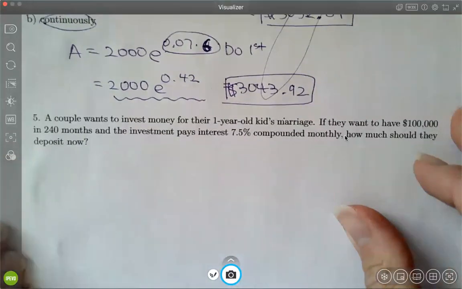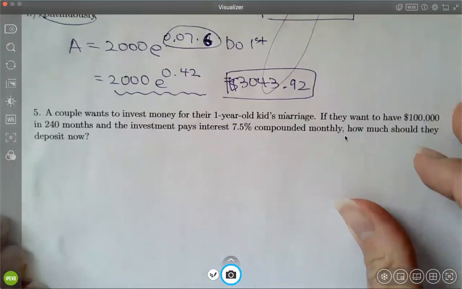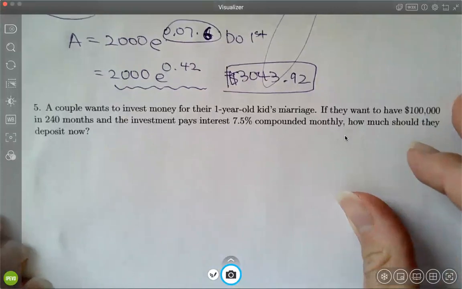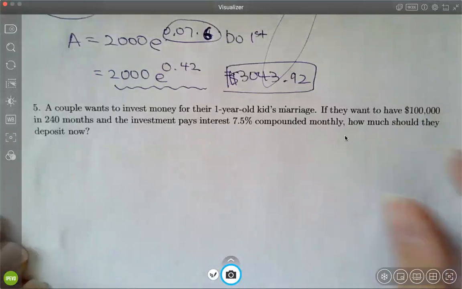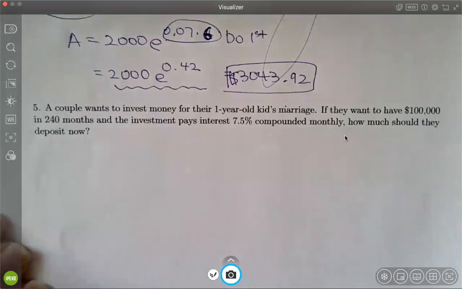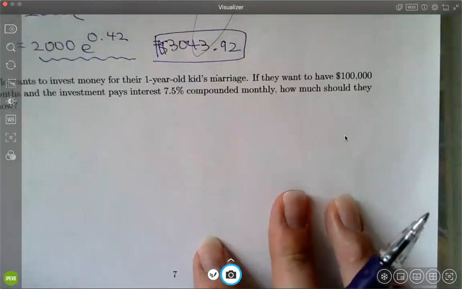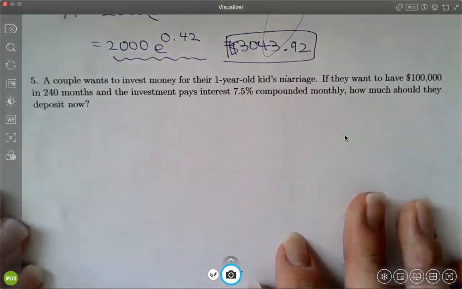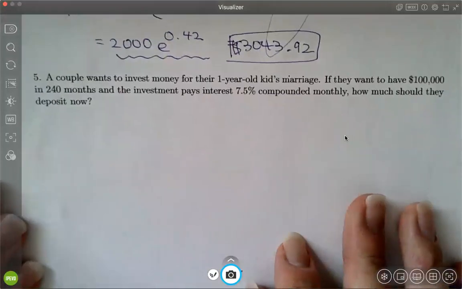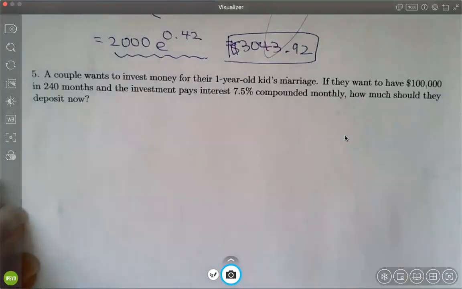Okay, so now that's number 4. And now here's number 5. So suppose there's a couple and they have a kid who is 1 year old. Ooh, how young. It's a good time, right? And they want to invest money for their kid's marriage. Okay, so they want to have $100,000 in 240 months, and the investment pays interest 7.5% compounded monthly. How much should they invest now?